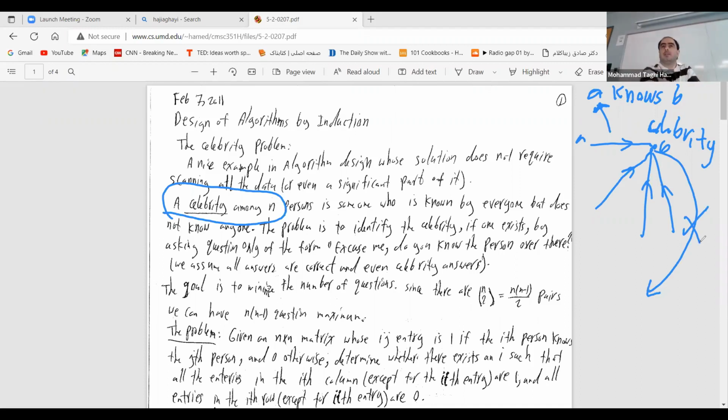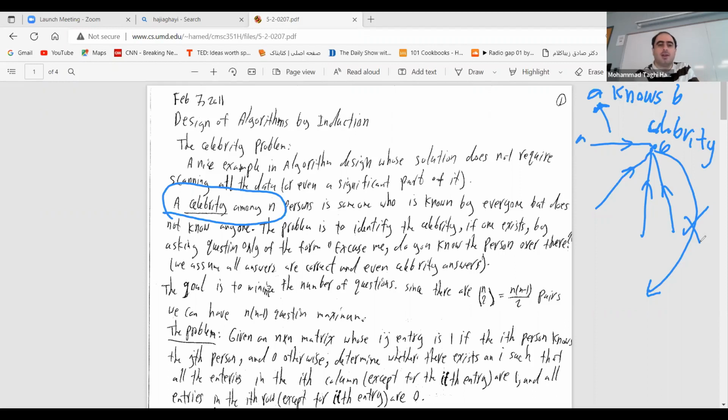Is the definition clear? Everyone knows this person, and this person does not know anyone. Celebrity, I don't know, is it a good definition or bad definition? But anyhow, this is the definition. I don't mean a good person or bad person, I don't know. But this is a definition, a good concept or bad concept, maybe not good person or bad person.